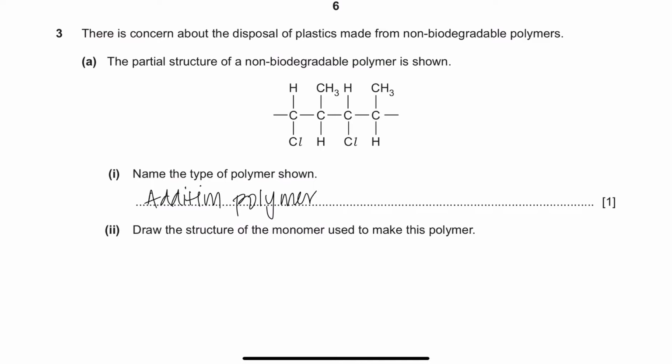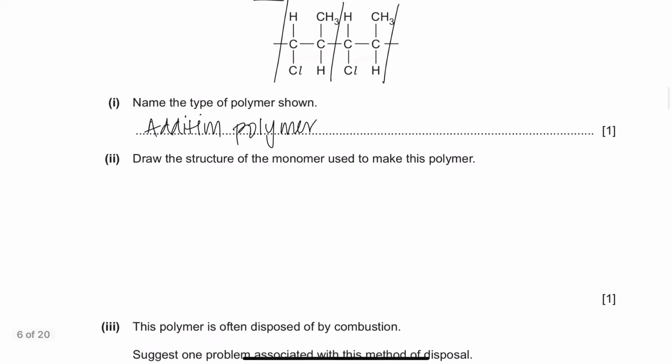So addition polymer, right? And it's also telling you, a big fat hint is given, it's non-biodegradable. You studied that addition polymers are non-biodegradable. Yeah, so it says draw the structure of the monomer used to make this polymer. How do you get to the monomers? Cut after 2 carbons, cut after 2 carbons, cut after 2 carbons. Just make this or this because both are the same thing.